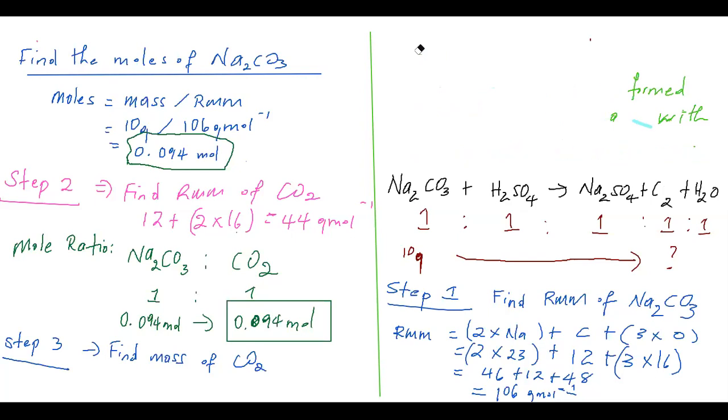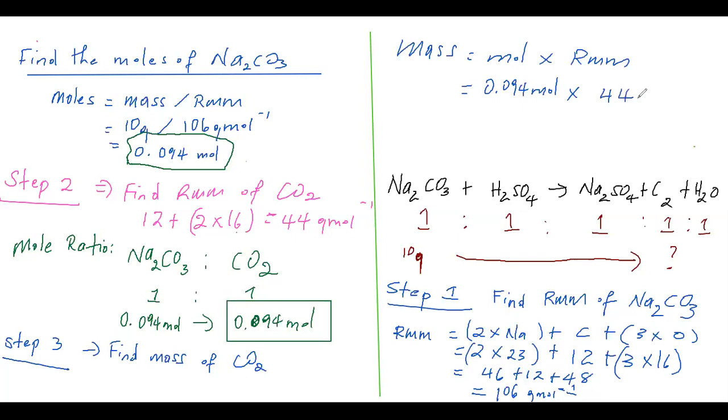What equation can we use to find mass, guys? Mole times RMM. Alrighty. So mass is equal to the mole times the RMM. And we now have both pieces of information, so it shouldn't be hard for us to find the mass. So the mole we said would be 0.094 moles, and we had already worked out RMM to be 44 grams per mole.